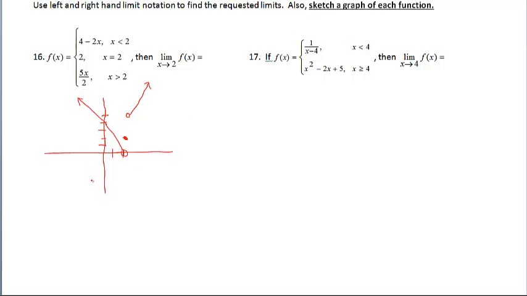Okay, so here's the graph right here of this piecewise function. It says to use left and right hand limit notation to find the requested limits. Alright, so let's look at the left hand limit: the limit as x approaches 2 from the left.